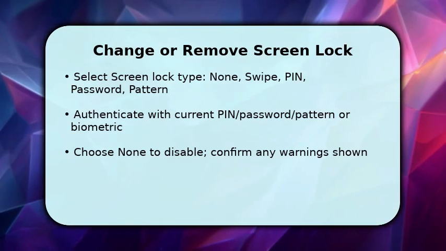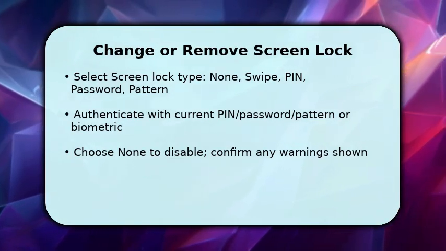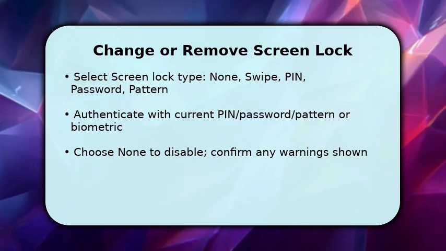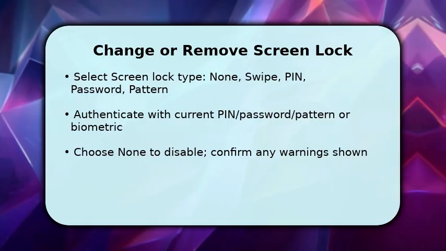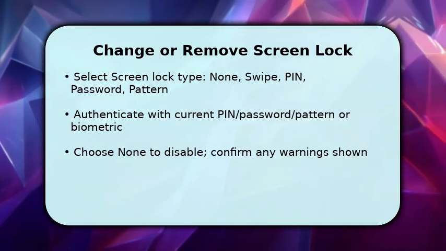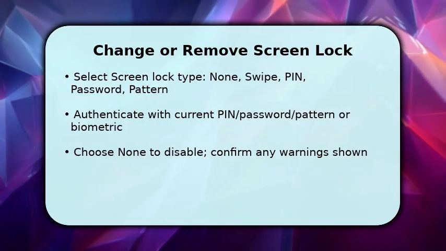You'll authenticate with your current PIN, pattern, or password. This is required to change security. Once authenticated, tap Screen Lock Type and you'll see options like None, Swipe, PIN, Password, and Pattern. Choose None to remove the lock.